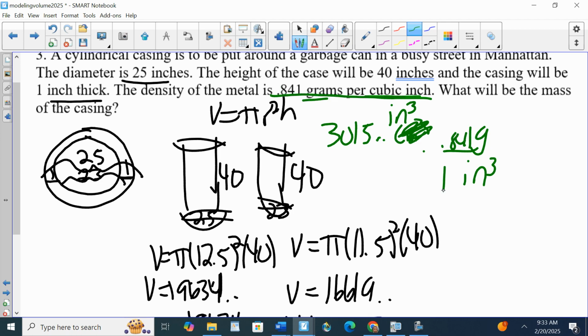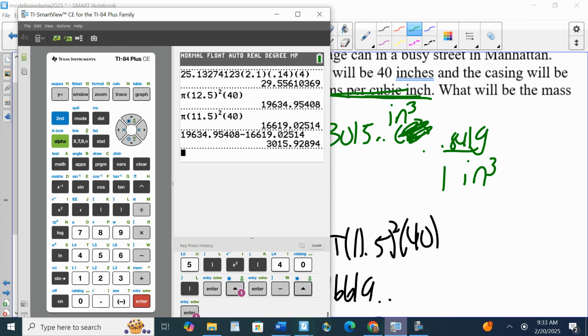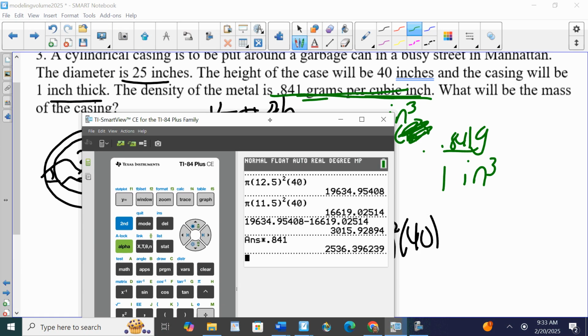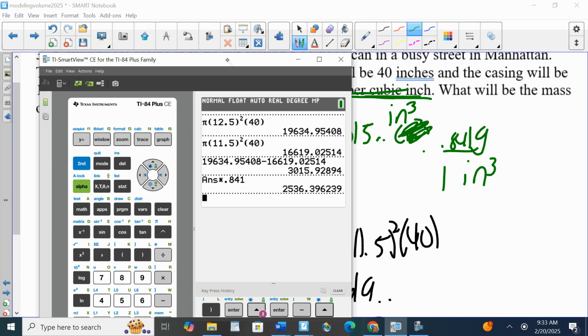Is there a quantity? Is there a percent? Is there a cost? No, I'm done with everything. So I'm just going to take that value and multiply it by 0.841. To the nearest, didn't specify, so let's just say to the nearest gram, 2536.